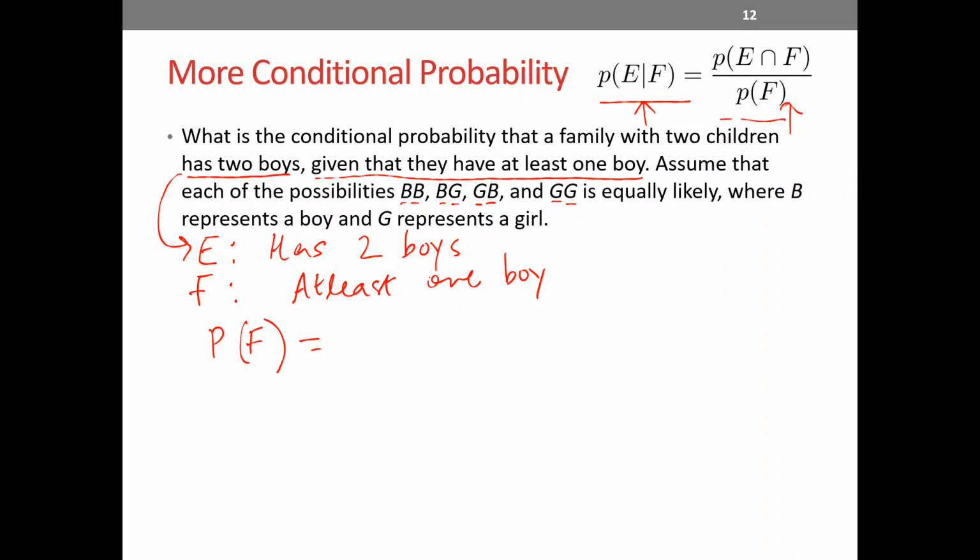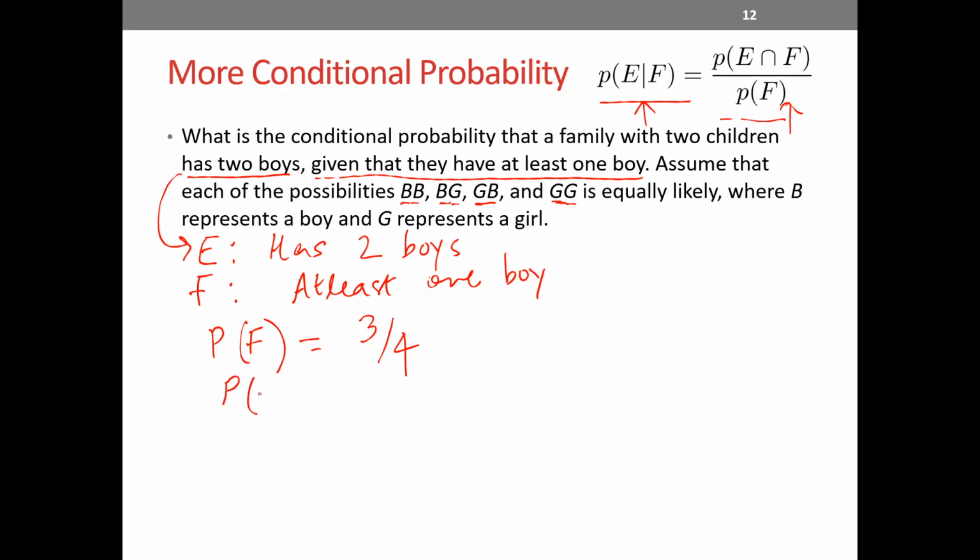We know that in a family of 2, these are all the possibilities. So 3 of them out of the 4 have at least 1 boy, except for this option where they're both girls. So by our definition of probability, I know this is 3 out of 4. At least 1 boy, 1 or more.